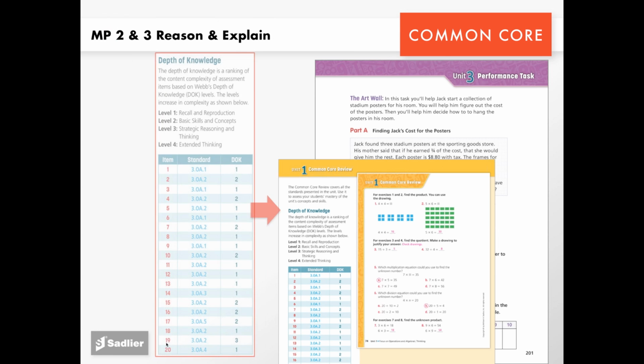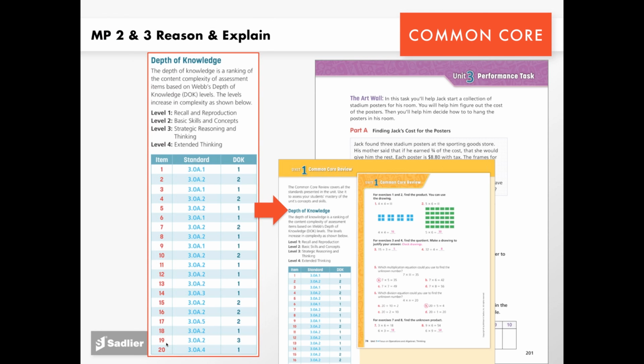Every unit in Common Core Progress ends with a Common Core review and a unit performance task. The Common Core review reviews the Common Core state standards taught within that particular unit, and every item is correlated to a depth of knowledge level. And you'll see that, again, we have a really good mix here of DOK 1s and 2s, and you're not seeing the 3s. They're further on in the Common Core review. But we do want to try and move them to that DOK 3 level.